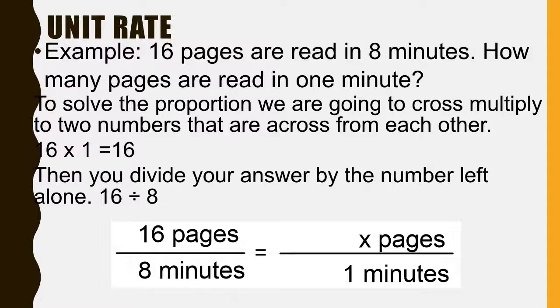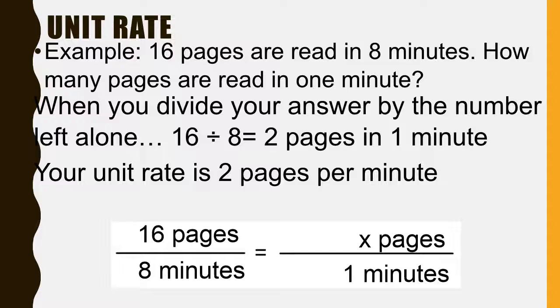Once you get the answer, circle it in your notebook. Should have got 2 pages in 1 minute. So your unit rate is 2 pages per minute. Now remember, we're starting off with simpler numbers. We're going to get more complicated. So even if you can do it in your head, I want everybody to set up their proportion so you know how to solve a proportion.